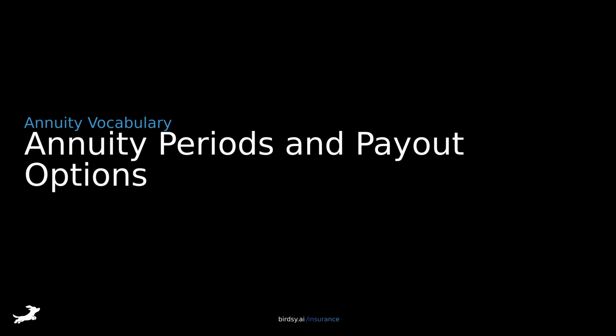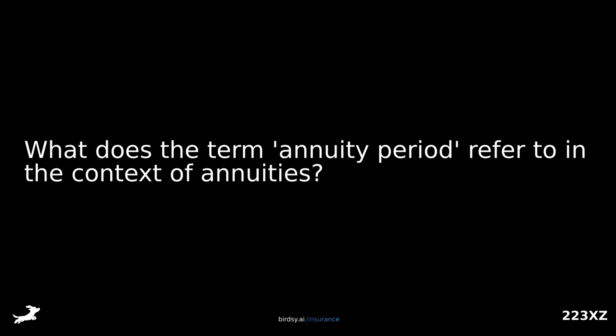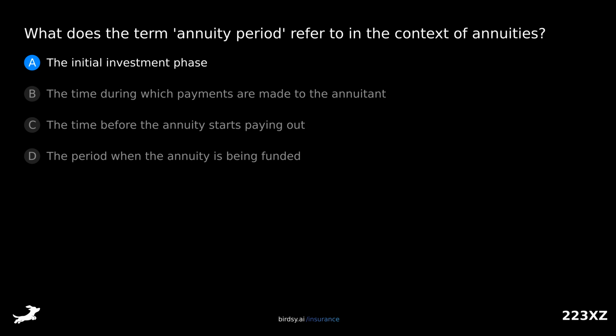Annuity periods and payout options. What does the term annuity period refer to in the context of annuities? Is it A, the initial investment phase, B, the time during which payments are made to the annuitant, C, the time before the annuity starts paying out, or D, the period when the annuity is being funded? The answer is B, the time during which payments are made to the annuitant.